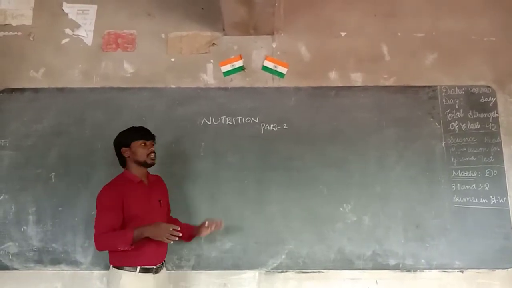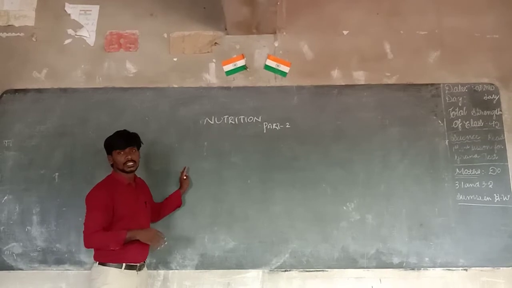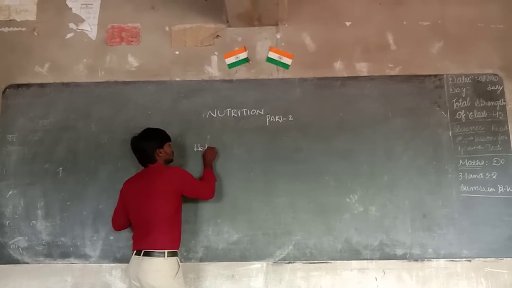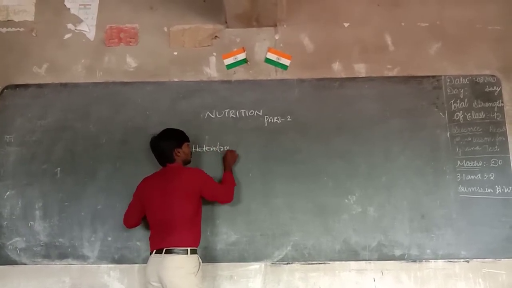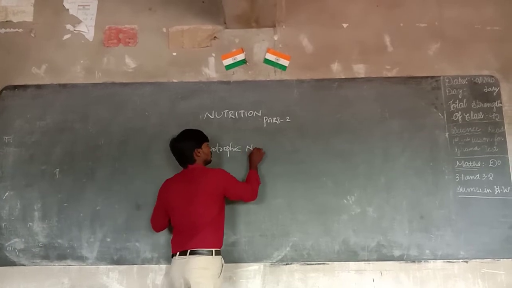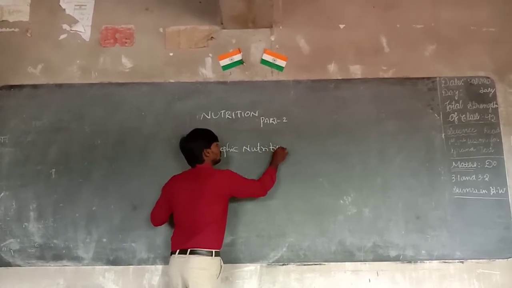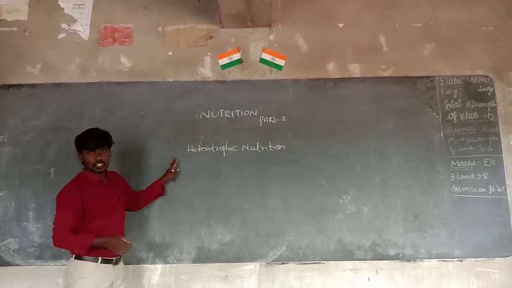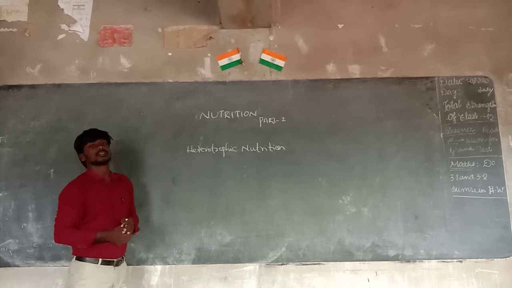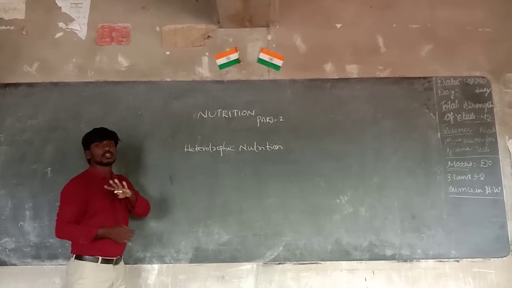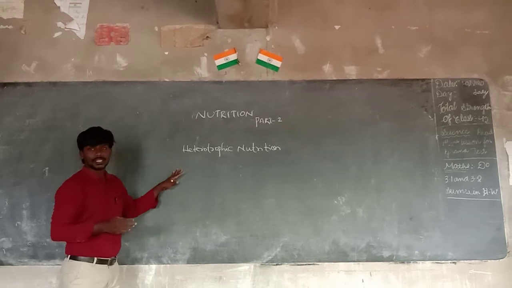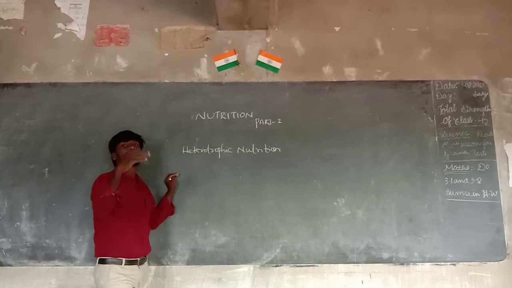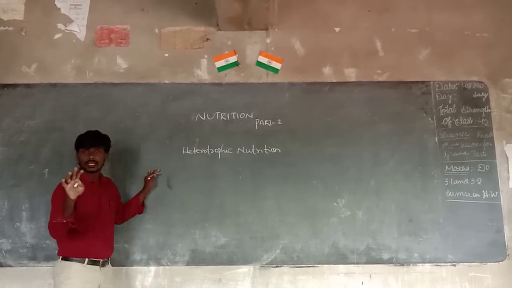Now we discuss what you already know about autotrophic nutrition and heterotrophic nutrition. Okay, so what is autotrophic nutrition? The plants depend on sunlight. The plants prepare their own food, that is called photosynthesis. So that is autotrophic nutrition. Heterotrophic nutrition means depending on other organisms like plants and animals. That is called heterotrophic nutrition.